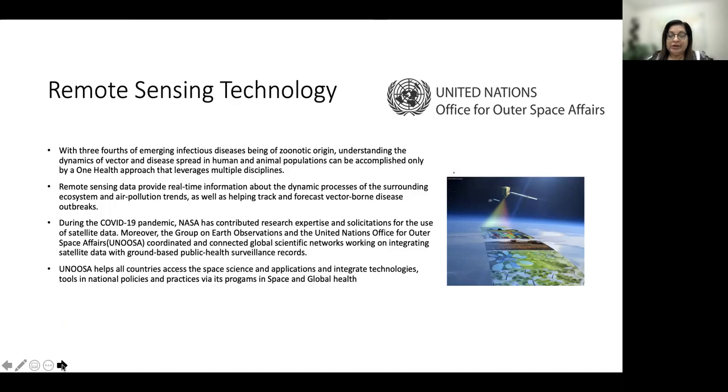During the pandemic, NASA contributed research expertise and solicitation for the use of satellite data. Moreover, the Group on Earth Observations and the UN Office for Outer Space Affairs coordinated and connected global scientific networks working on integrating satellite data with ground-based public health surveillance records. UNOOSA helps countries access space science and applications and integrate technologies and tools into national policies and practices via its programs in space and global health.